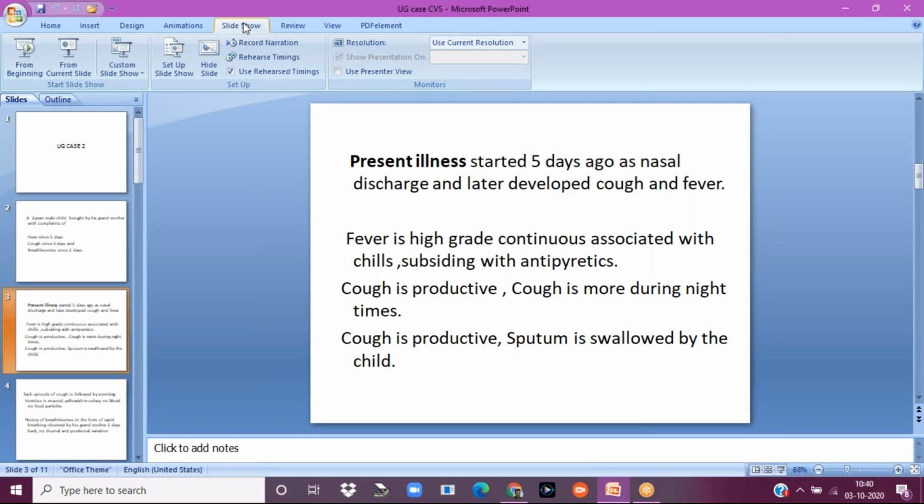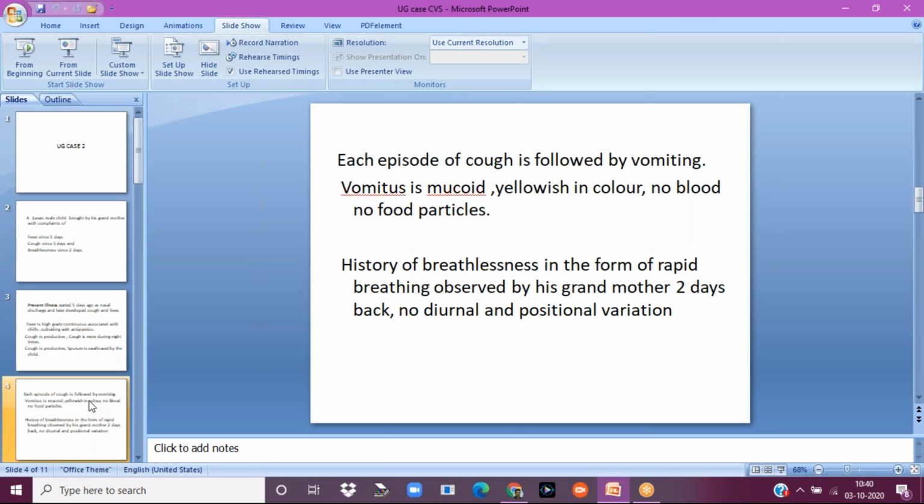History of presenting illness. Present illness started 5 days ago as nasal discharge and later developed cough and fever. Fever is high grade, continuous, associated with chills, subsiding with antibiotics. Cough is productive, more during night times. Sputum is swallowed by the child. Each episode of cough is followed by vomiting. Vomitus is mucoid, yellowish in color, no blood, no food particles. History of breathlessness in the form of rapid breathing observed by his grandmother 2 days back, no diurnal and positional variation.